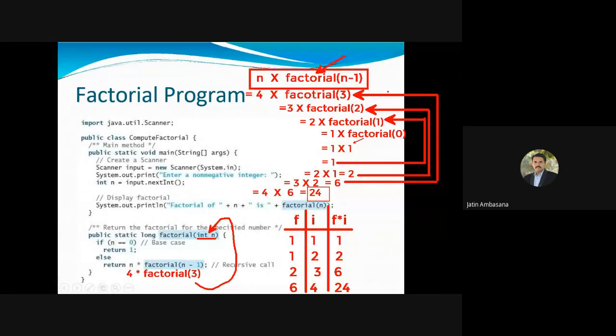Recursively calling the same method again and again by supplying one value less and multiplying the result of that with the original n value. So it goes like this. It becomes 4 into 6 into, or you can do something like this, 4 into 3 into 2 into 1. This is what is happening.